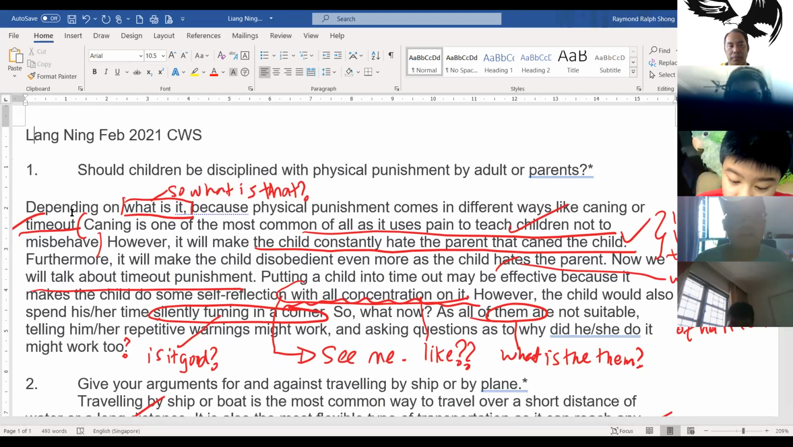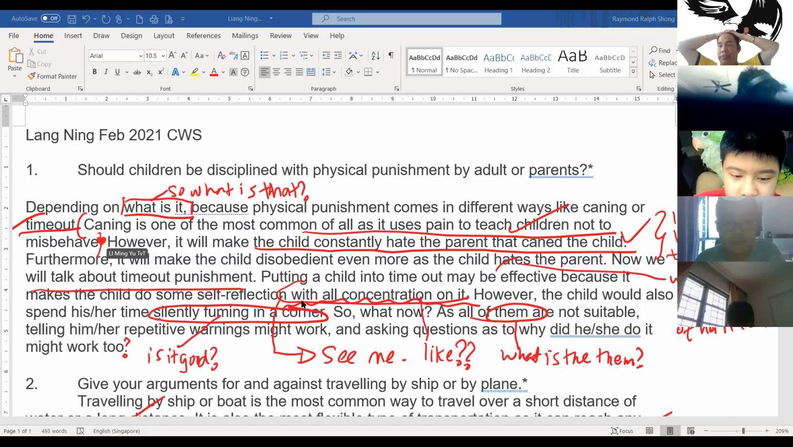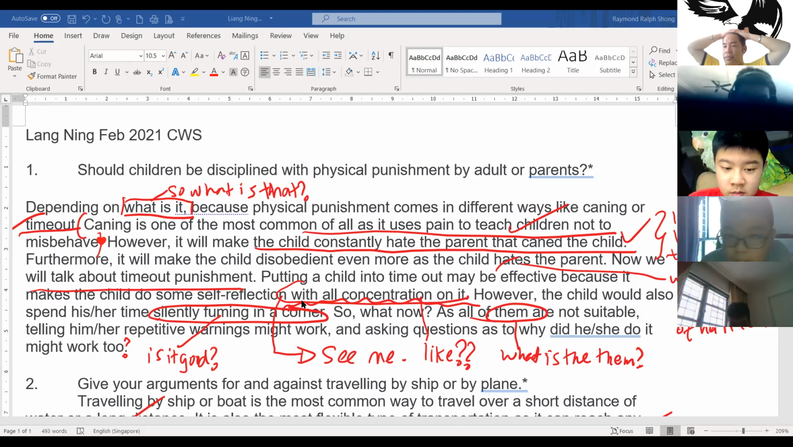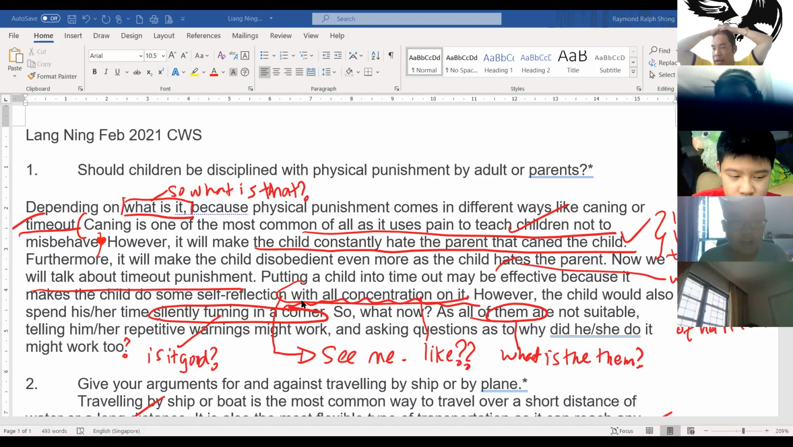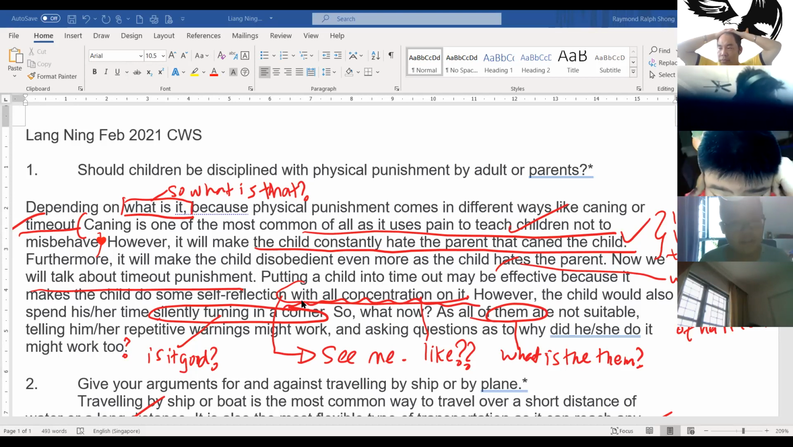Like caning or timeout. Caning is one of the most common of all punishments. It's the most common of all, as it uses pain to teach children not to misbehave. I like this sentence. Okay, carry on. Wait, did I put in the full stop? No, I don't think so. Okay, carry on. No, I did. However, it will make the child constantly hate the parent that caned the child. Furthermore, it will make the child even more disobedient as the child hates the parent.